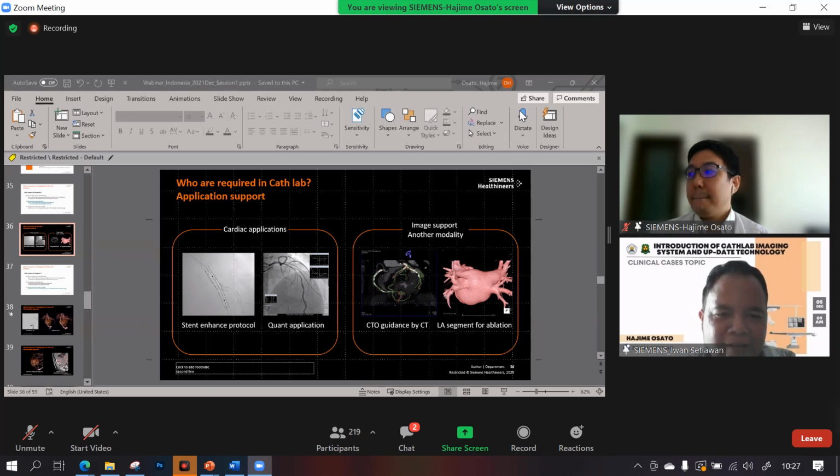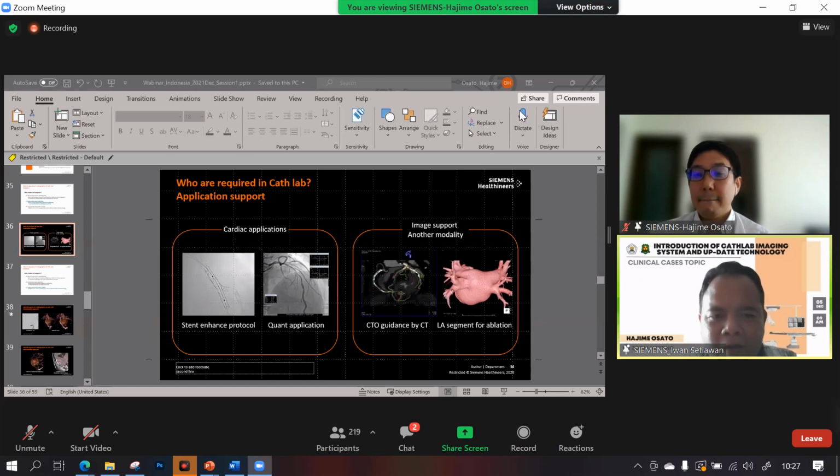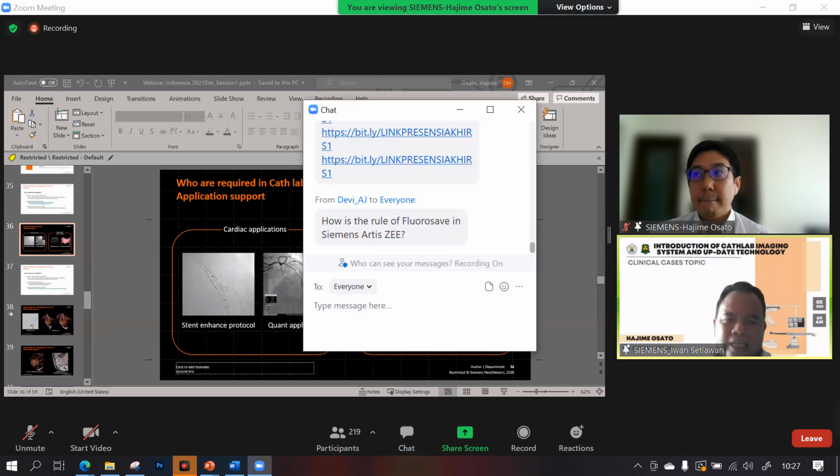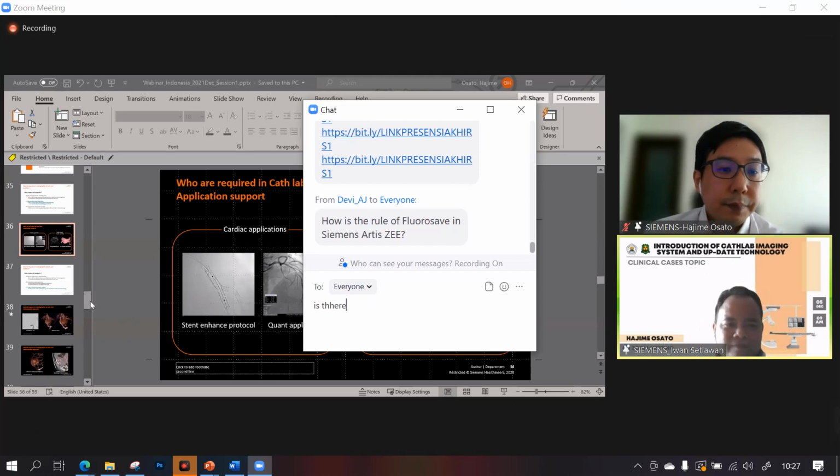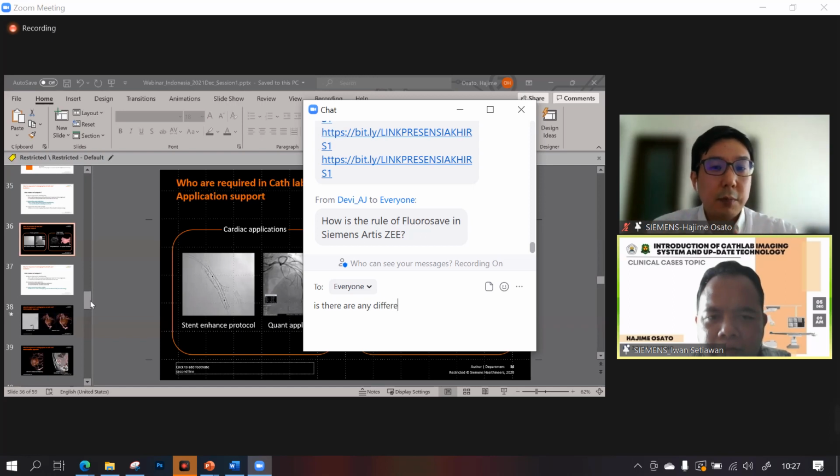Oh ya, baik. Hazime-san, we have the question from the floor. The question is, how is the role of the fluorosafe in Siemens Artis system? How is the role of fluorosafe in Siemens Artis Z system? Question coming from Bu Devi.